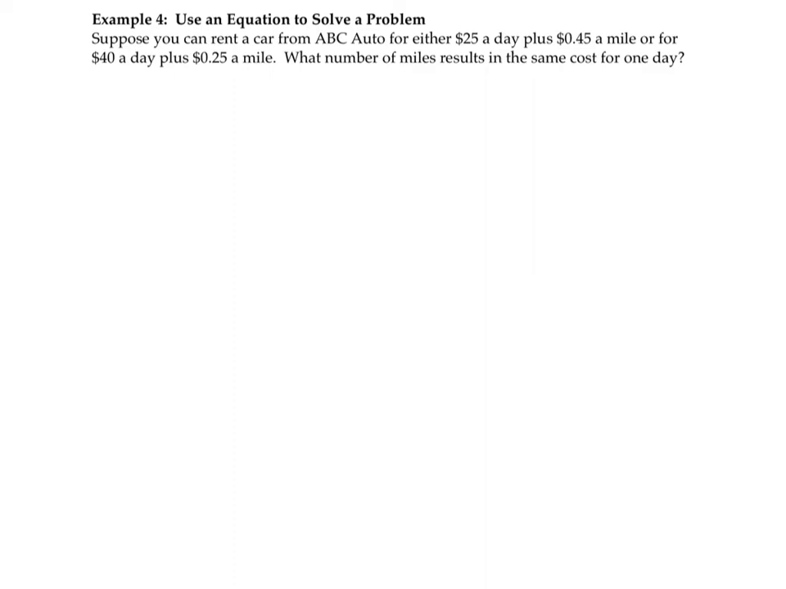Okay, so let's identify our key information that we need here. We know that it's $25 a day plus 45 cents a mile. So our set amount is $25 a day plus 45 cents a mile. But do we know how many miles? No, we don't. So we're going to label that with our variable, x. Or, it's saying or here, for $40 a day plus 25 cents a mile. What is the number of miles results in the same cost? They want to know when the cost will be the same for one day.